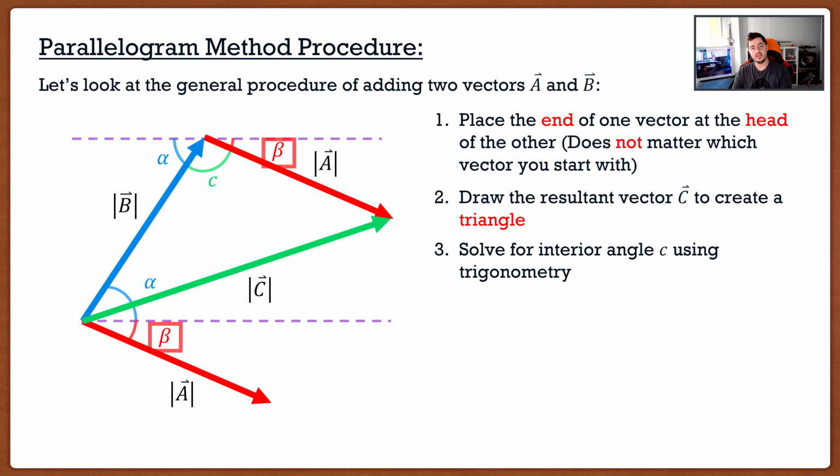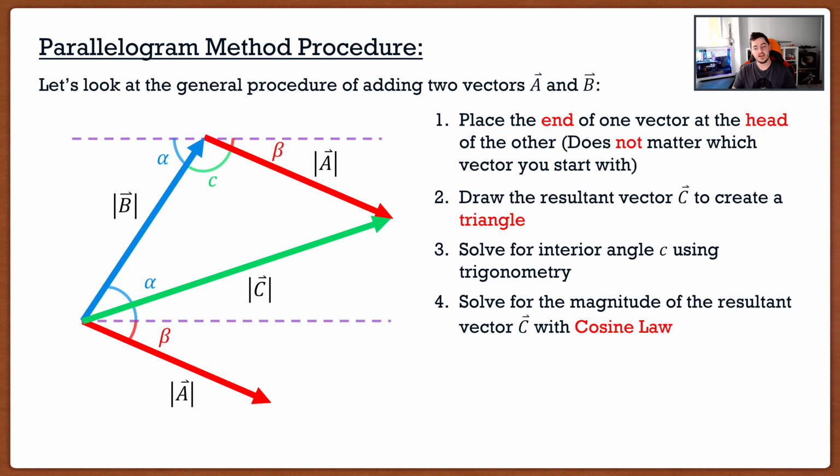Remember, alpha and beta are something that we are given initially in the question. So if we want to find interior angle C, all we need to do is go 180 degrees minus alpha minus beta. We have what our C is. Now, since we know what C is, we can solve for the magnitude of vector C using cosine law. We have all the pieces we need. Remember, we needed the magnitude of A, the magnitude of B, and that interior angle C. So at this point, we're good to go. We know exactly the magnitude of C.